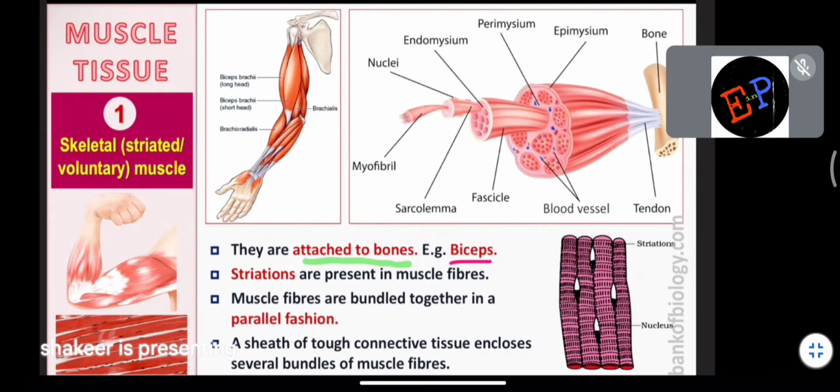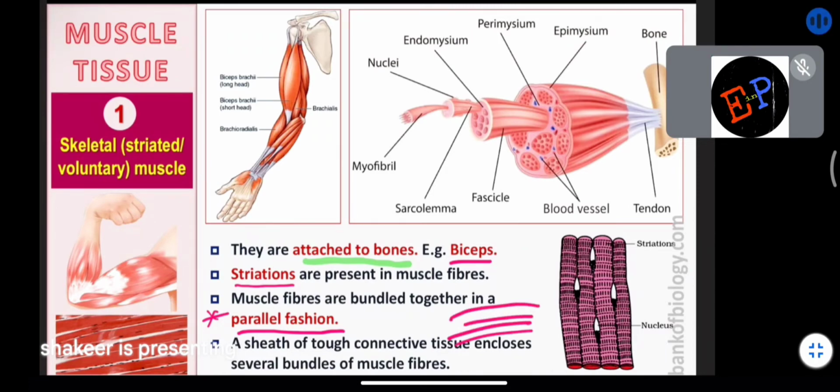Clear? So here you will find the striations. In all the skeletal muscles you will find striations. Striations means what? Already we studied, dark and bright bands will be present on these muscles. So muscle fibers are bundled together in a parallel fashion. This is one important point here. All these muscle fibers are arranged parallelly. What is meant by parallel arrangement? This is one muscle fiber, second one, third one, like this. This kind of arrangement is called parallel arrangement.